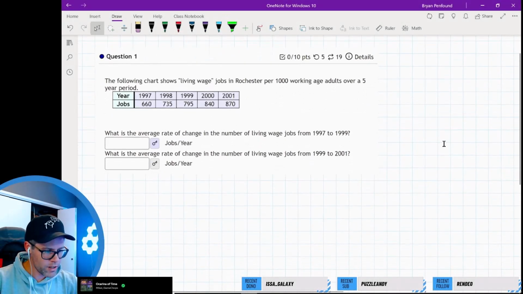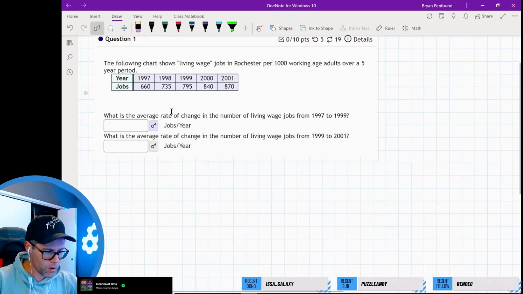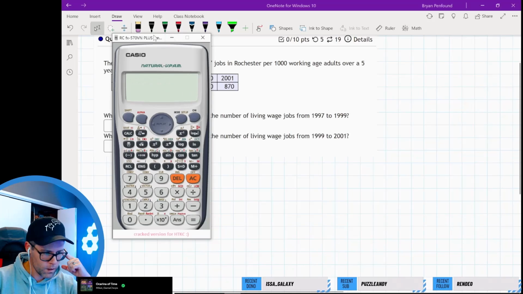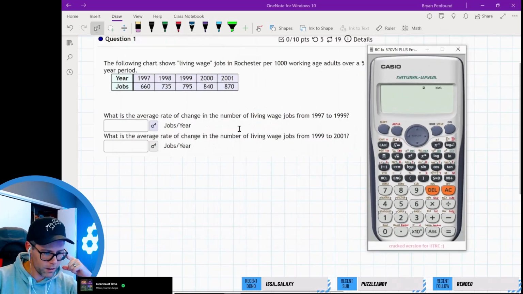Now, I am under the impression that when it says the average rate of change, all we're really doing is looking at the year numbers and comparing the job numbers. And maybe I'm completely out in left field here, but from 1997 to 1999, we're just going to form a fraction.